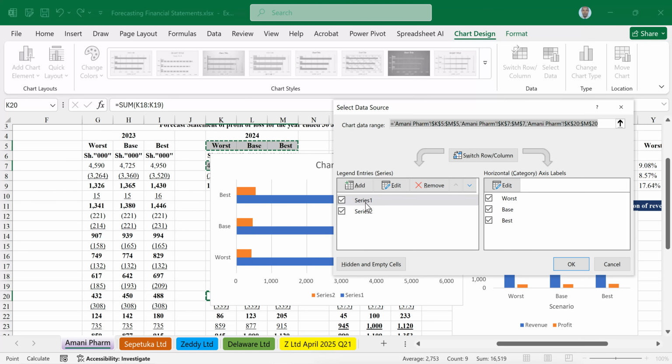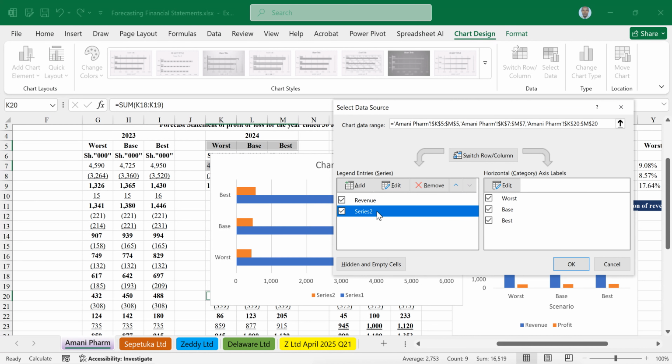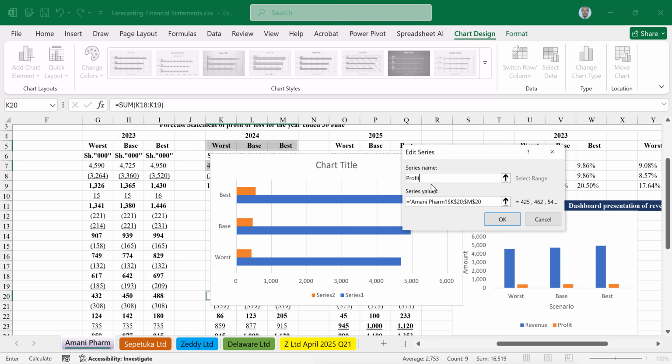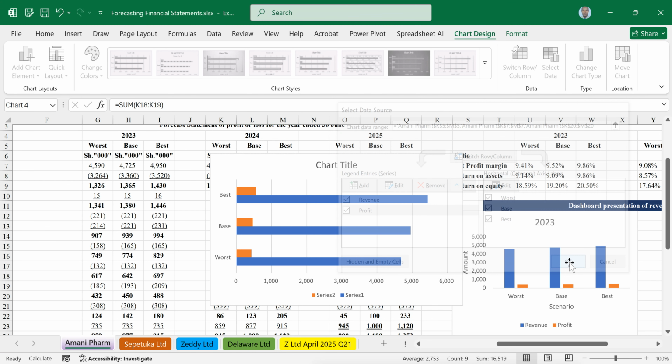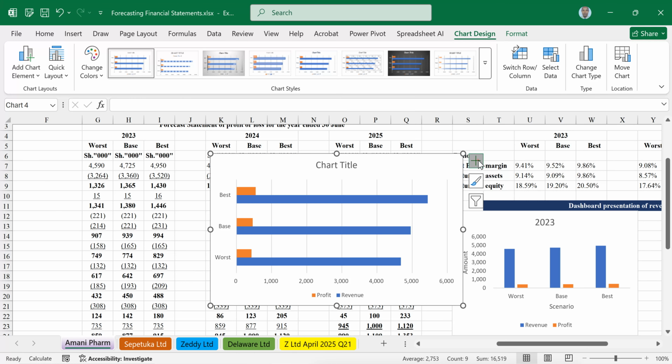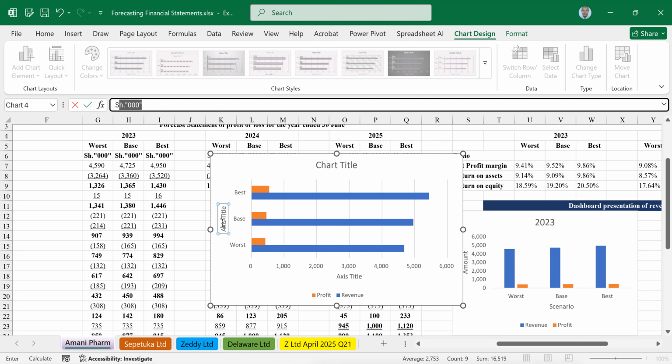Click on series 1, edit, write revenue, then okay. Click on series 2, edit, and write profit. Then okay. Then okay again, the other parts are fine. You can bring in both axes. This is now scenario, then amount. Scenario, then we have amount on the other side.